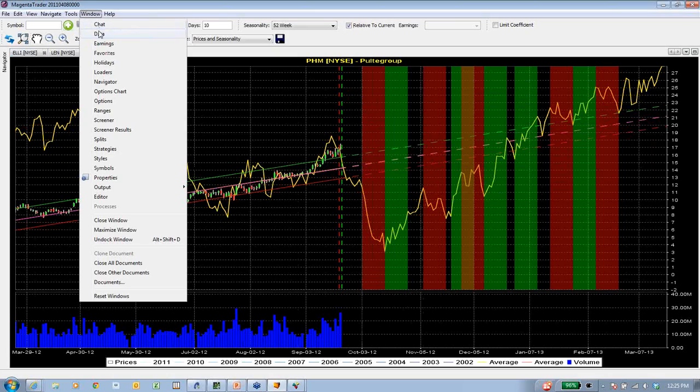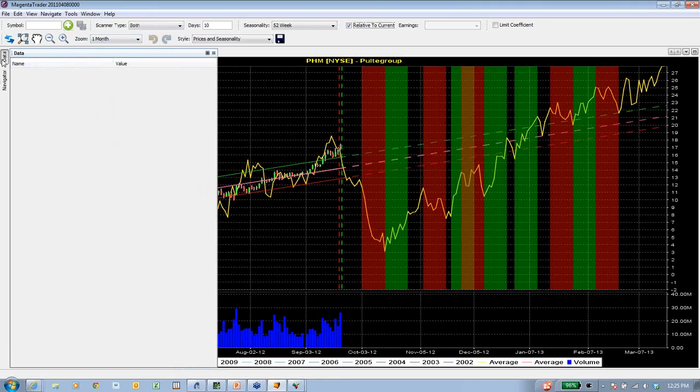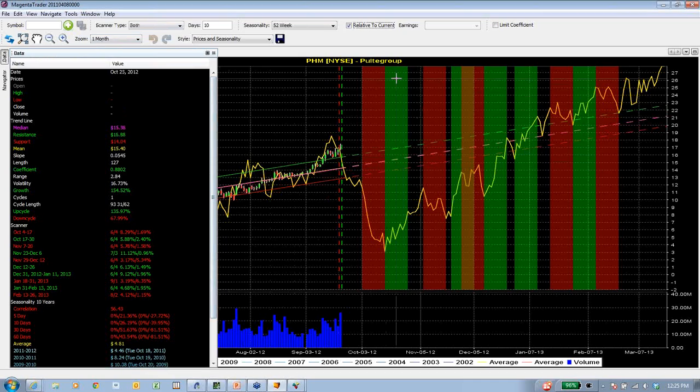Let me open up my data window. In Pulte, for example, between October 4 and 17, it has been down 60% of the time and down as much as 8.29%. So I'm probably going to be very nervous about jumping into Pulte. It's at the top of its channel. I talked about the high jump bar being there, and we're going into a seasonally weak time.